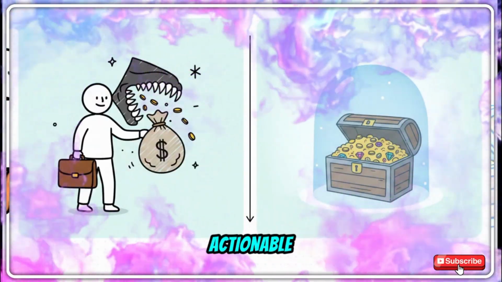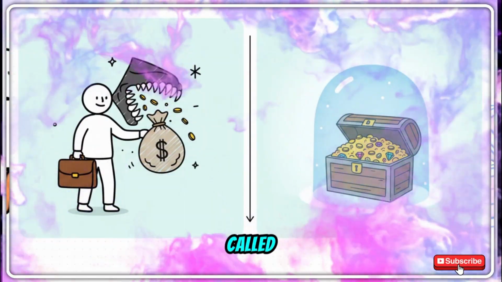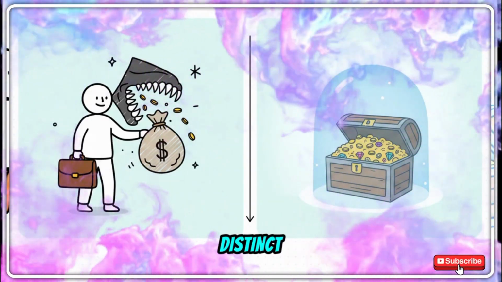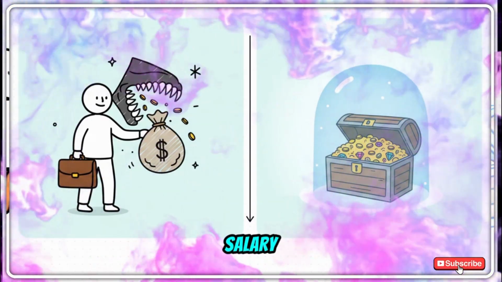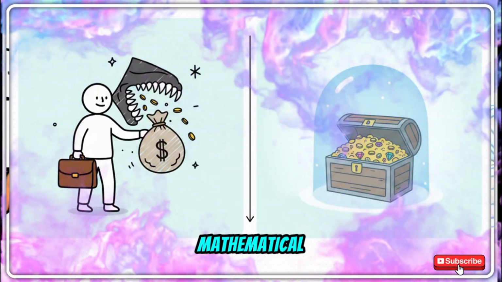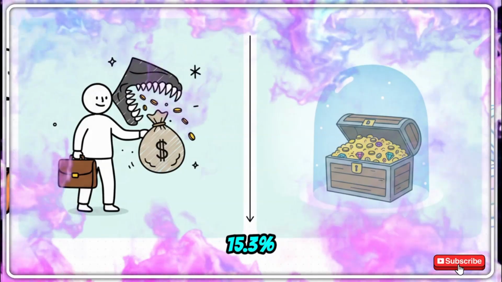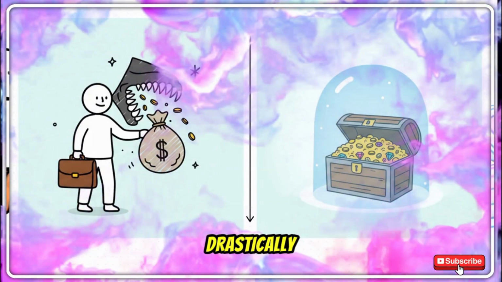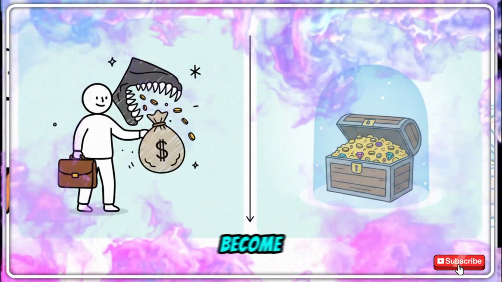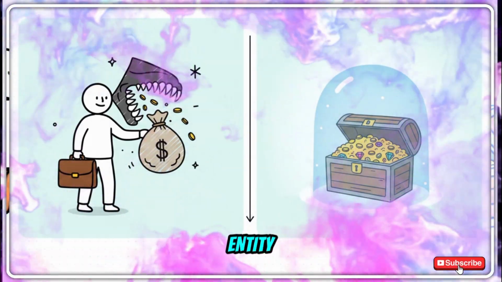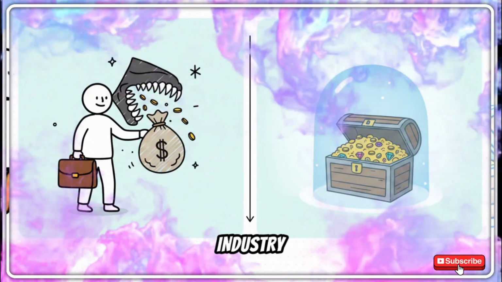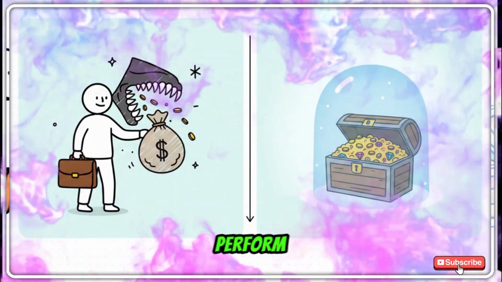The core actionable insight here is a concept called bifurcation. By splitting your net profit into two distinct streams, a reasonable salary on one hand and owner distributions on the other, the mathematical exposure to that 15.3% tax is drastically reduced. Under the S-Corporation structure, you legally become an employee of your own entity. You must pay yourself a reasonable salary based on objective industry standards for the actual work you perform.